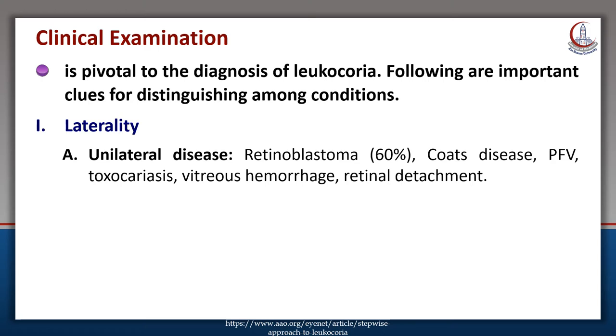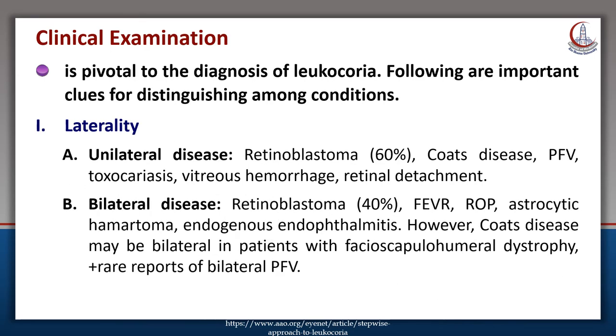Retinoblastoma is unilateral in about 60%. Coats disease is usually unilateral. Persistent fetal vasculature, toxocariasis, vitreous hemorrhage, retinal detachment are usually unilateral. However, 40% of retinoblastomas can be bilateral. Familial exudative vitreoretinopathy, retinopathy of prematurity, tuberous sclerosis astrocytic hamartoma, endogenous endophthalmitis can be bilateral. And in very selected cases, Coats disease, when it's part of a syndrome called facioscapulohumeral dystrophy.